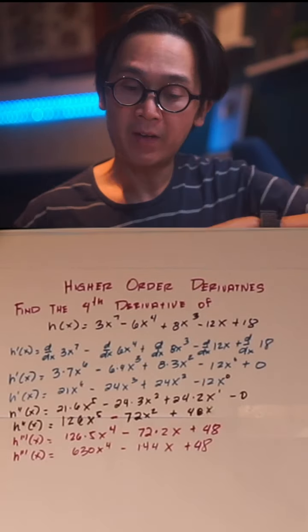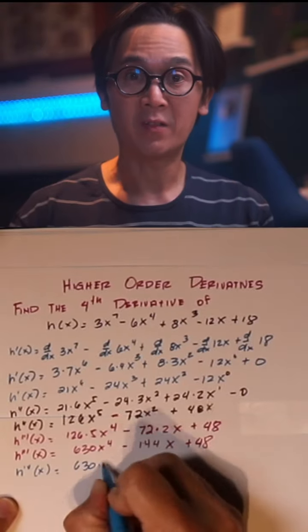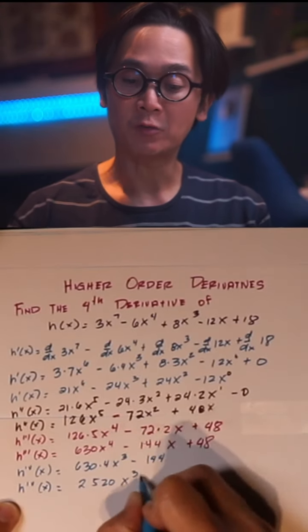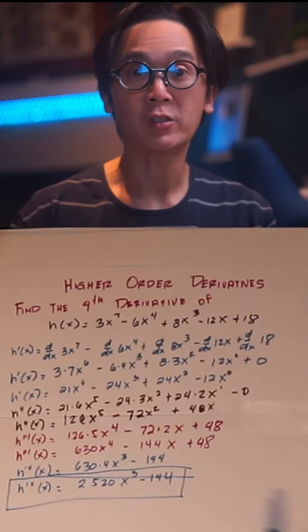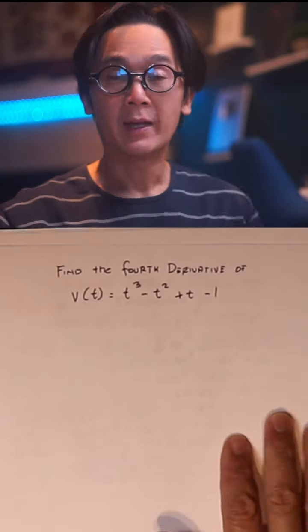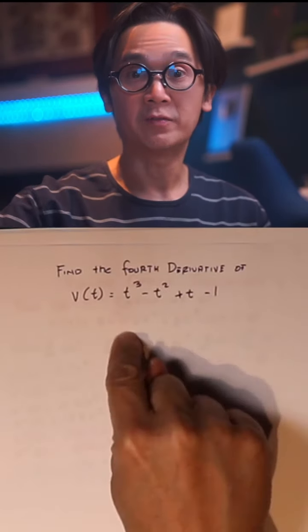And for the fourth derivative, we'll have, so the fourth derivative of h of x is 2,520x to the third power minus 144. Now see if you can find the fourth derivative of v of t.